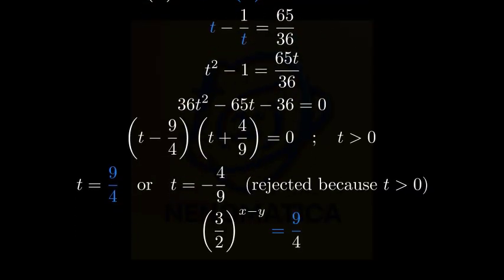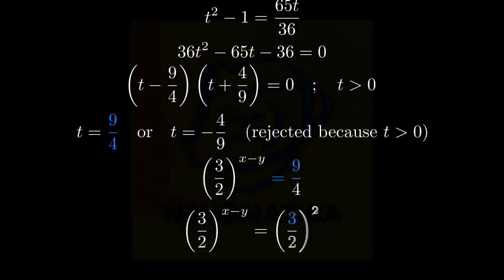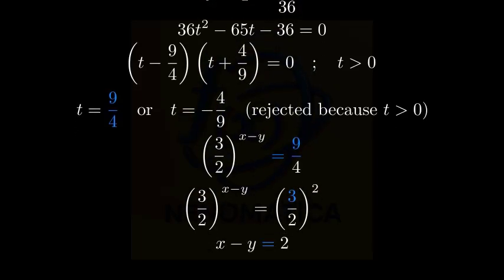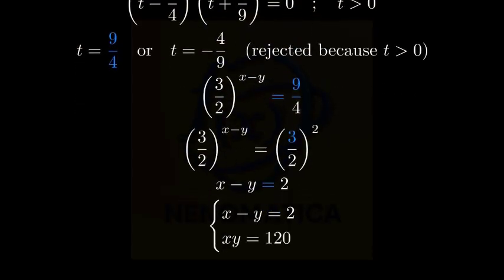We get 3/2 to the power of x minus y equals 9/4. Next, we observe that 9/4 is equal to 3/2 squared. This means that 3/2 to the power of x minus y equals 3/2 to the power of 2. Since the bases are the same, the exponents must be equal. Therefore, x minus y equals 2. But we're not done yet because we have two variables and only one equation. We need another constraint to find specific values for x and y. The problem statement gives us that xy equals 120.